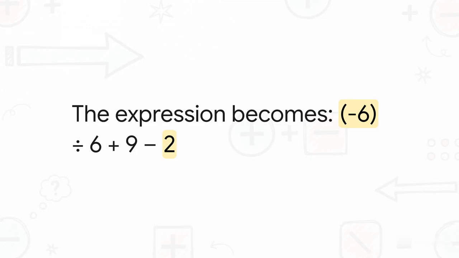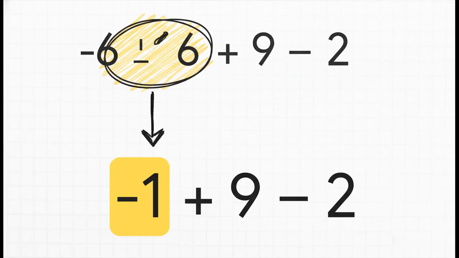Let's plug those new numbers back in. But we're not done with multiplication and division yet. Looking at our new line, we still have -6 divided by 6. A negative divided by a positive is a negative, so that gives us -1. And look at that. All we have left is some simple addition and subtraction.